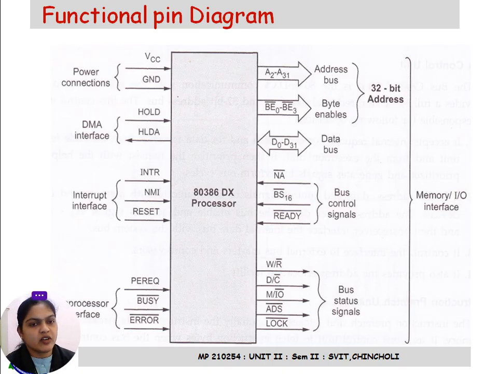Next point is the functional pin diagram of the 80386. In that, an inward arrow means an input pin, and an outward arrow means an output pin or output signal. A2 to A31 represent the address bus. Here there is no A0 or A1, here it is from A2 to A31. This is the address bus.